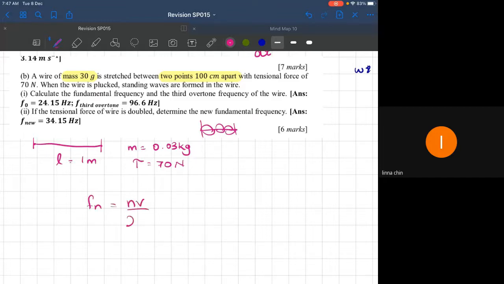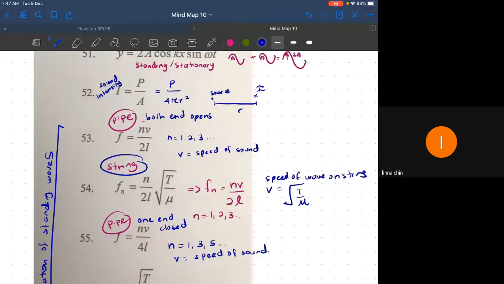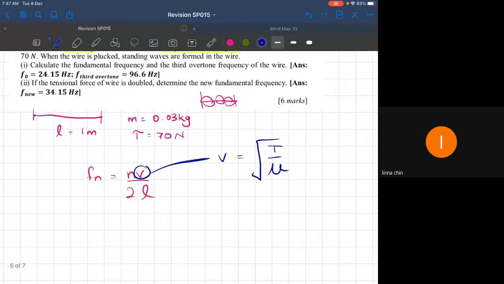Tapi V kamu ni sama dengan square root of T over mu. That's why lah equation dia tu dia terus letak T over mu. Okay. So but it's up to you lah. You nak letak terus pun tak apa. Tapi Miss tulis NV over 2L. Okay. So okay tak apa. Kita selesaikan dulu our unknown iaitu V.